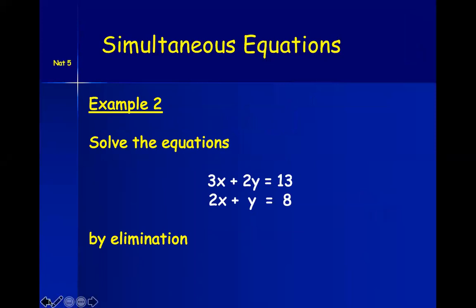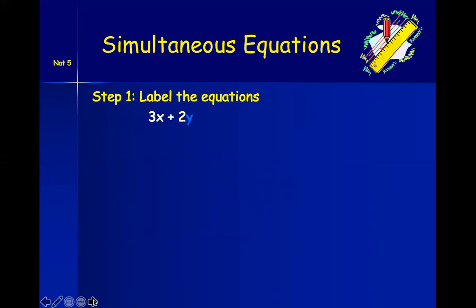So a second example, I've got 3x plus 2y equal 13. 2x plus y equal 8. Again, I can decide to eliminate y here by timing by 2 the second one, because I've got 2y at the top and I'll have 2y at the bottom.